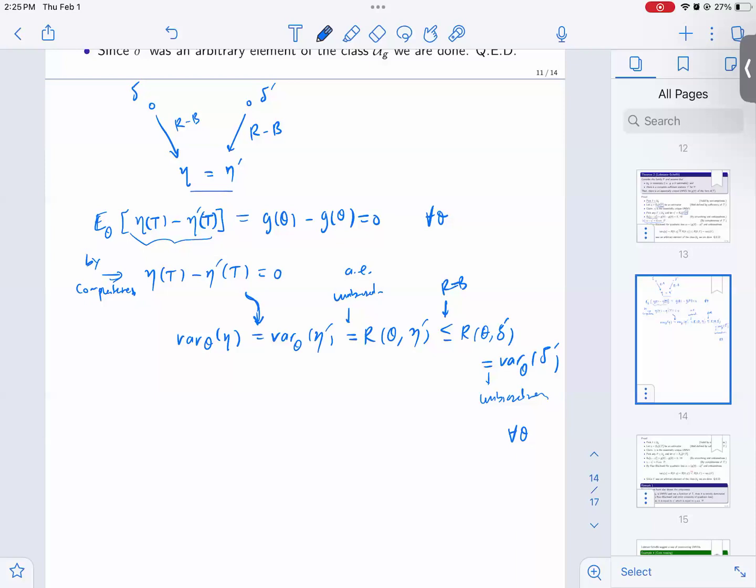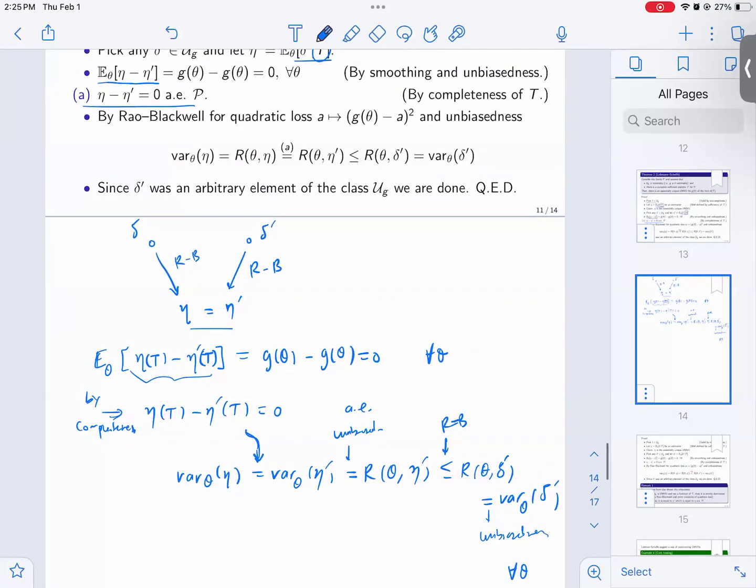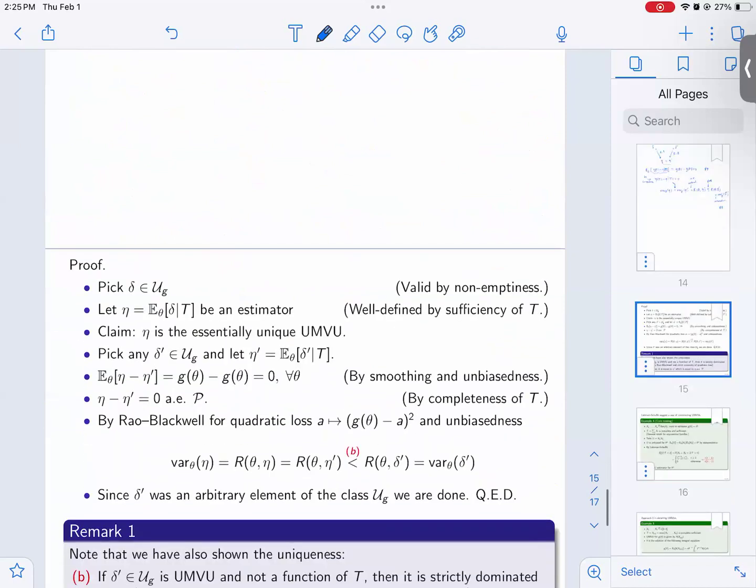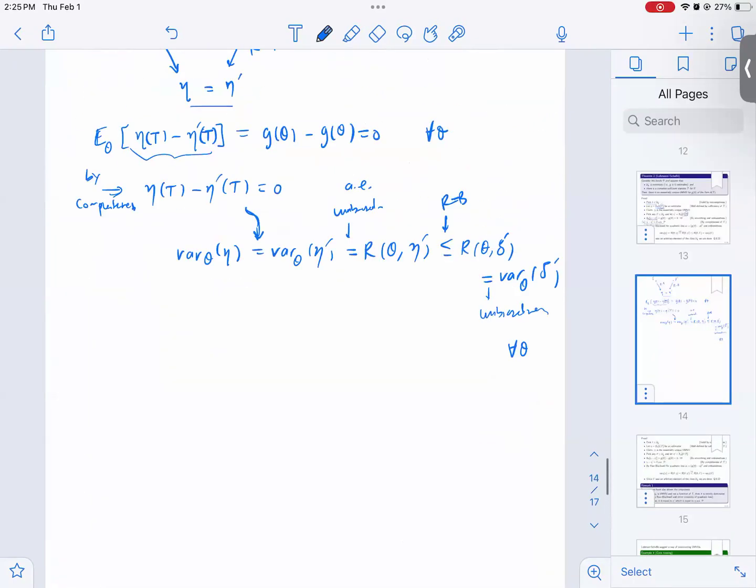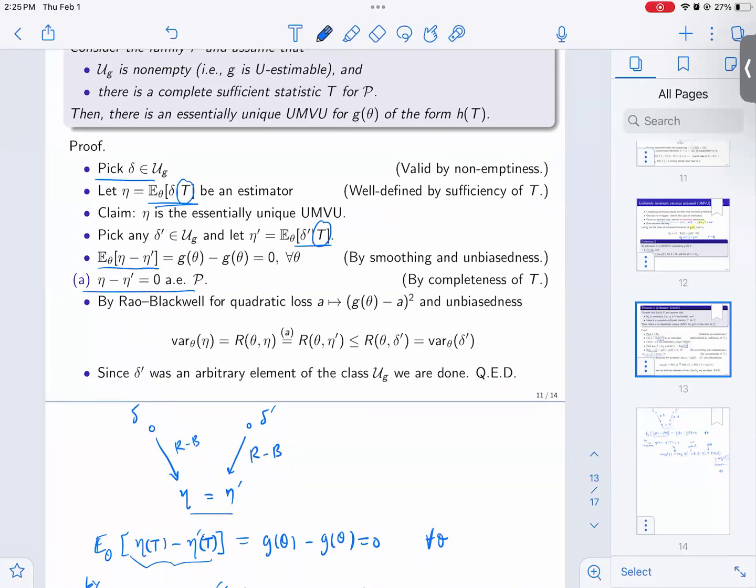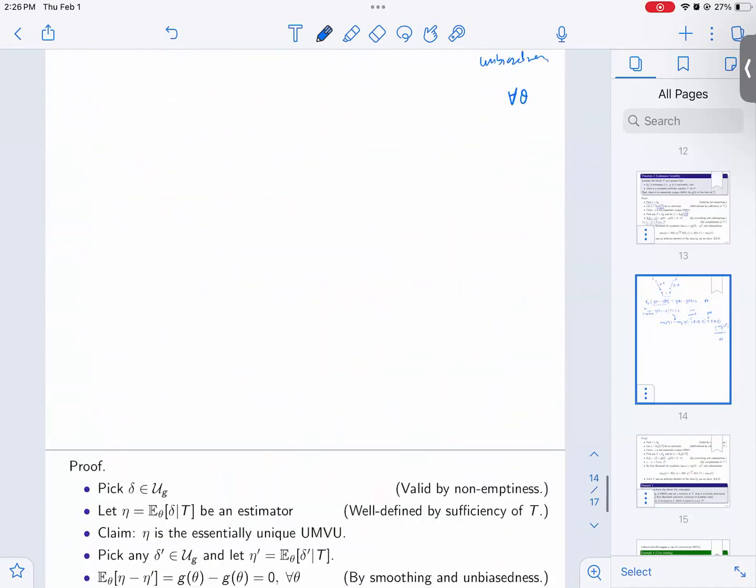So we showed that if you pick delta and do this procedure, first, this procedure produces the same thing. And if it starts from delta and you do this, then eta is going to be a UMVU. Now the question is, could there be some other UMVU, not necessarily eta? So let's see. This argument is exactly what I have here. Now I'm going to notice something here. Uniqueness.